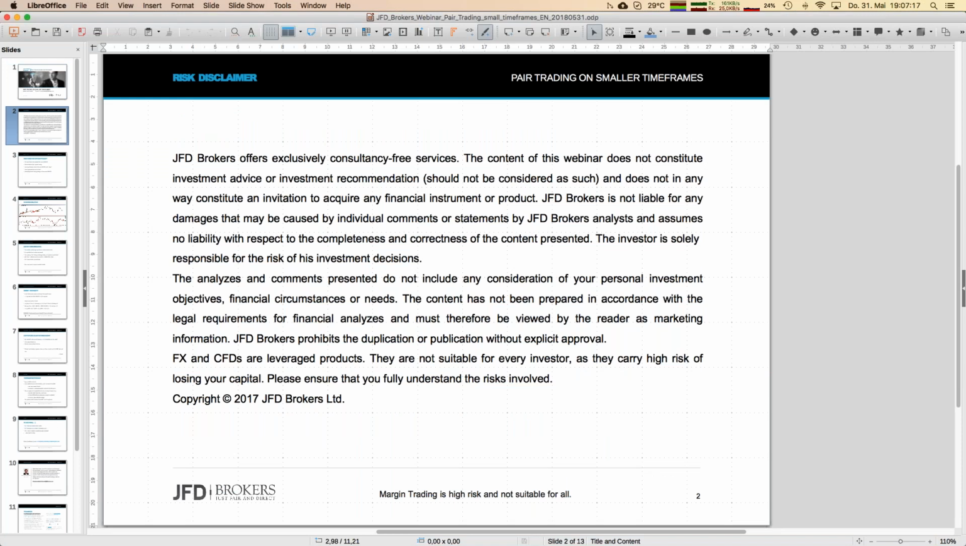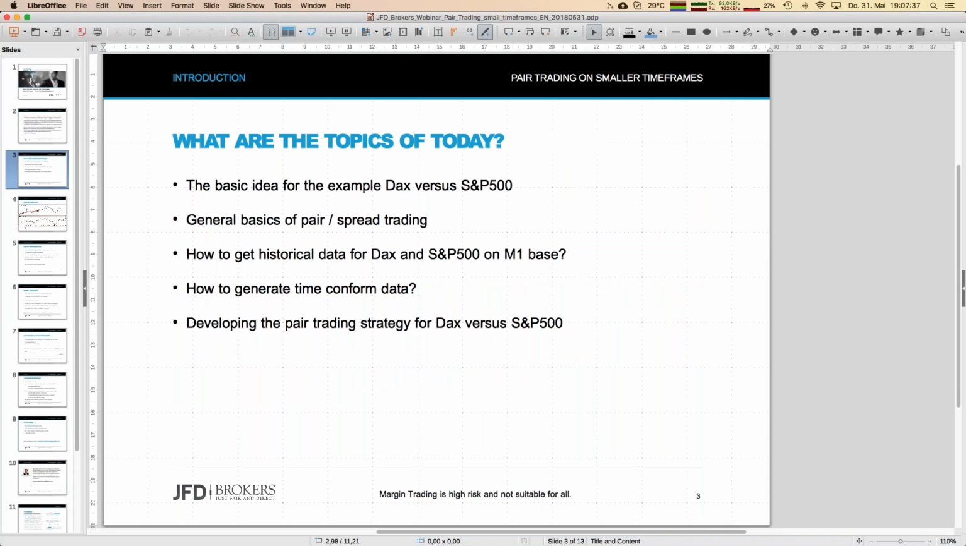So at first, of course, I have to mention the risk disclaimer. We talk about trading strategies. I have to mention that finally, when it comes to your own trades, as always, you trade on your own responsibility and liability. But you can use the information here. But your trades are your trades, of course.